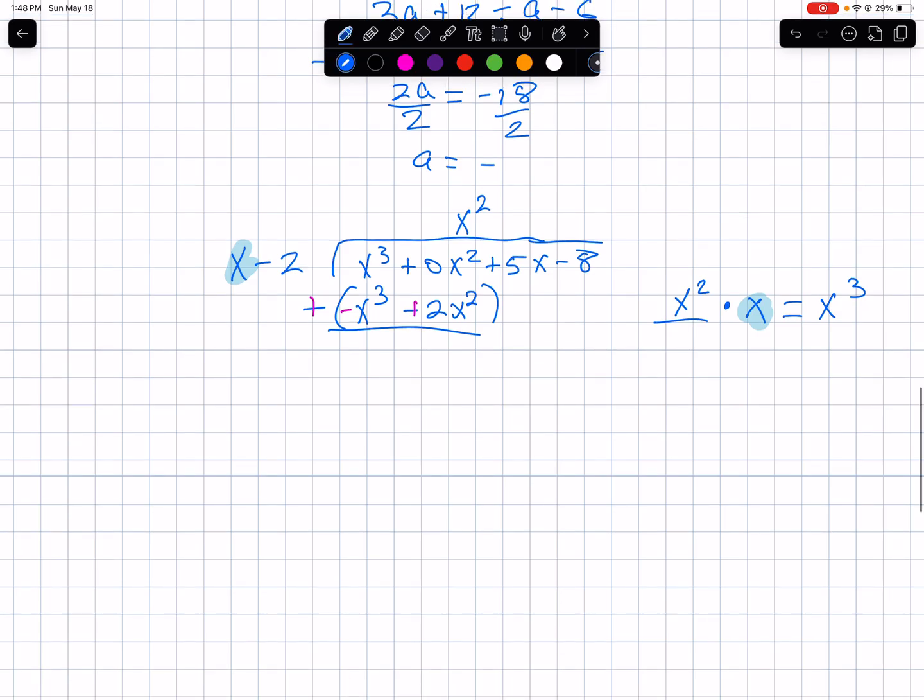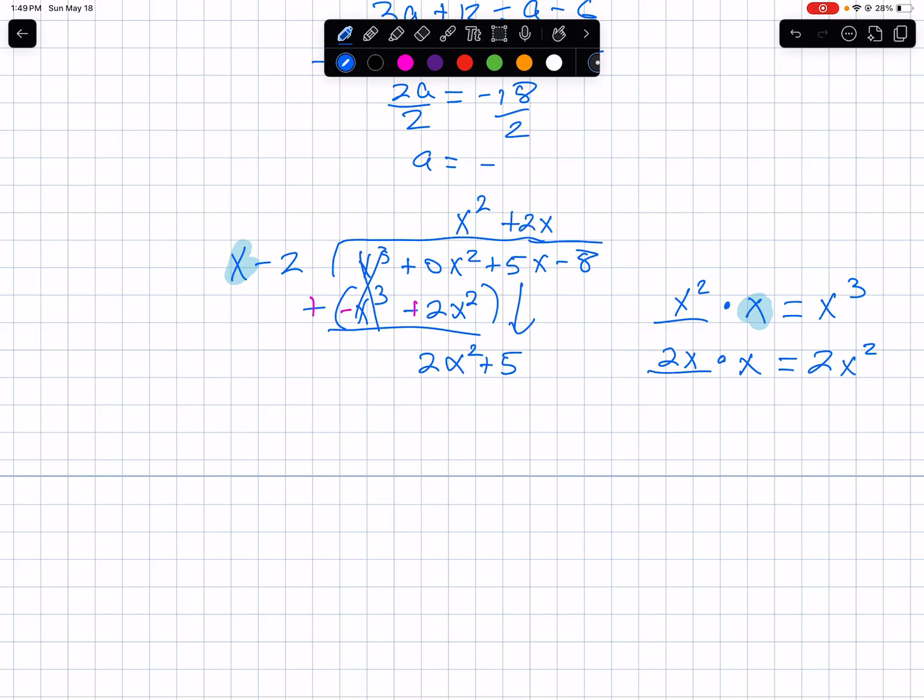So then this always cancels. And then 0 plus 2 is 2x squared. And I have to bring that 5x down. Okay, so plus 5x. So over here I say what times x equals 2x squared. That's a beautiful square. So right here would be 2x, right? And then I write it above the other x. So it makes complete sense, right?